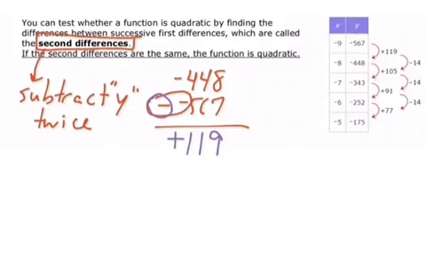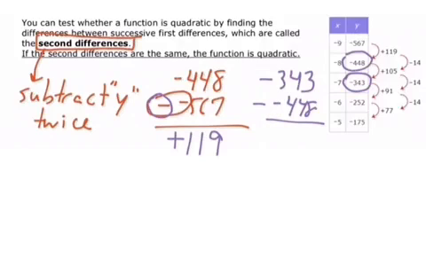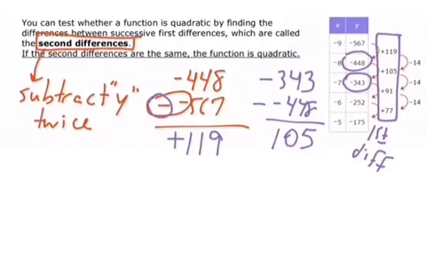Then you would want to do negative 343 minus a negative 448, and you would get a positive 105. That's what you're doing to get these numbers, which are called the first differences. Now, when you do that, you're going to notice that none of those numbers are the same, and that is why it is not linear.